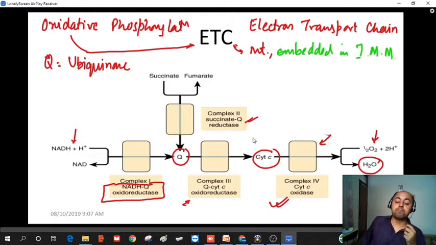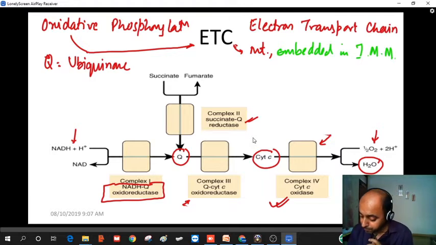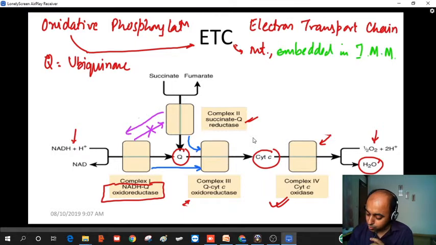Very frequently, you will get the different components of the complexes, and you will be asked to identify which arrangement of the complexes is correct. Before we go to the complexes, I'll re-emphasize the point that I mentioned initially. The electrons will flow from complex 1 to complex 3. The electrons will flow from complex 2 to complex 3. They cannot go from complex 1 to complex 2, from complex 2 to complex 1, from complex 3 to complex 1, or from complex 3 to complex 2.